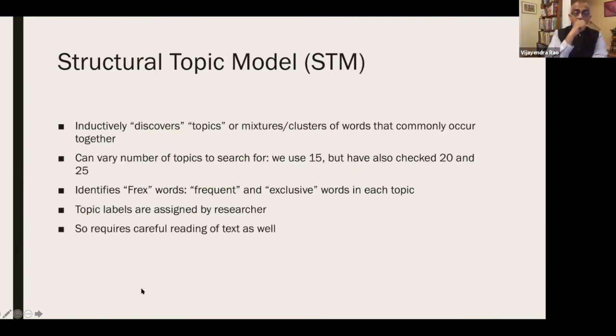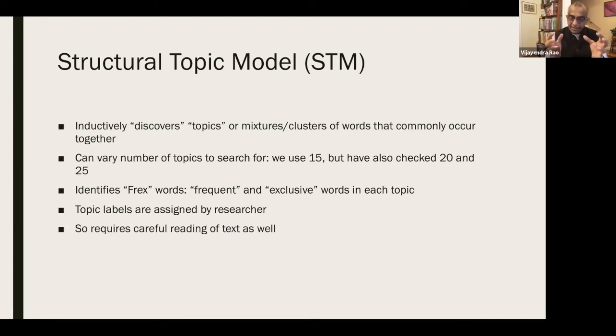We're using a structural topic model, where the model goes through the data and inductively discovers topics, or mixtures, clusters of words that occur together. There are other methods we could have used, but this is the one we picked. Now we can train the computer to look for a certain number of topics. So we've used 15, 20, and 25. I think I'll be reporting on 20 here.